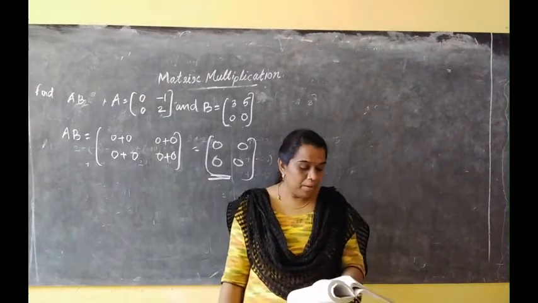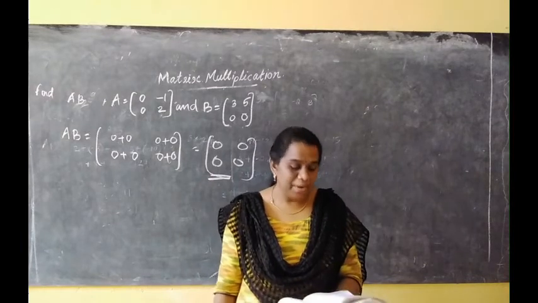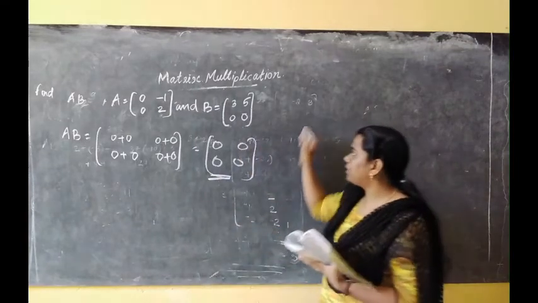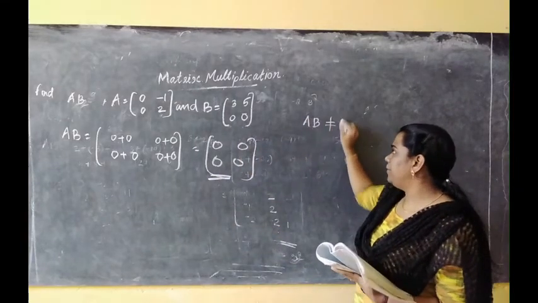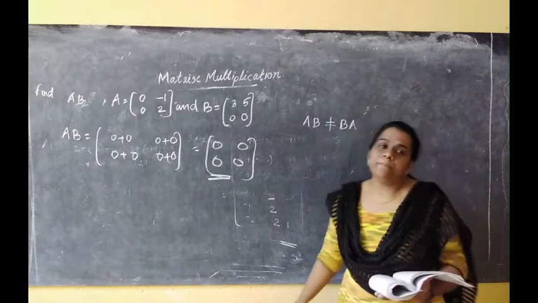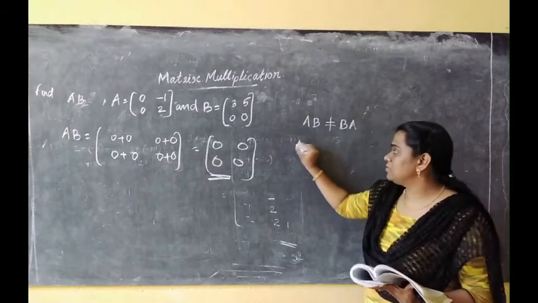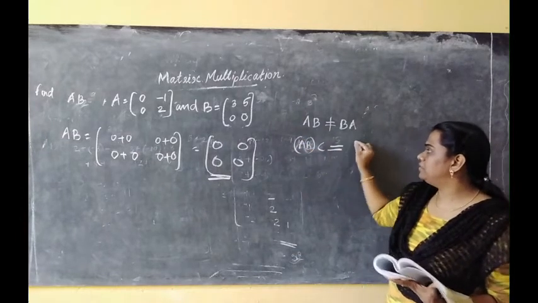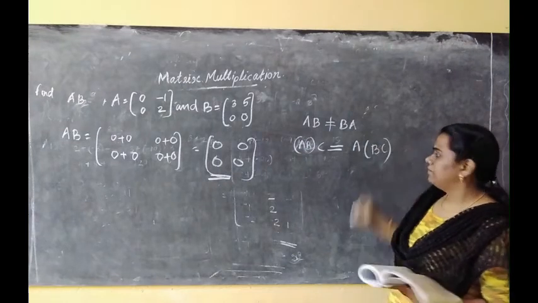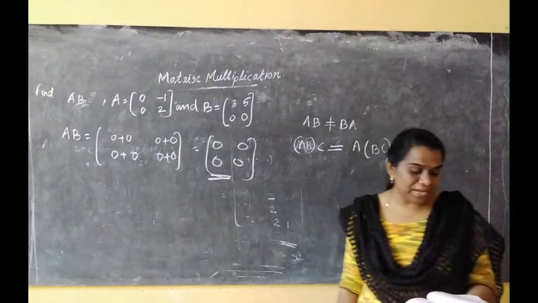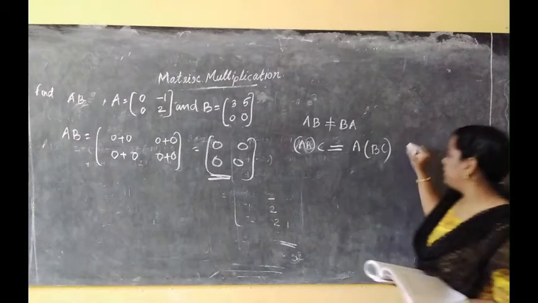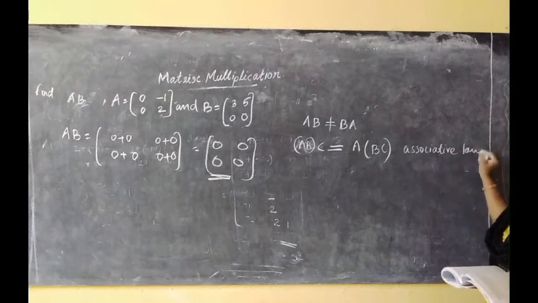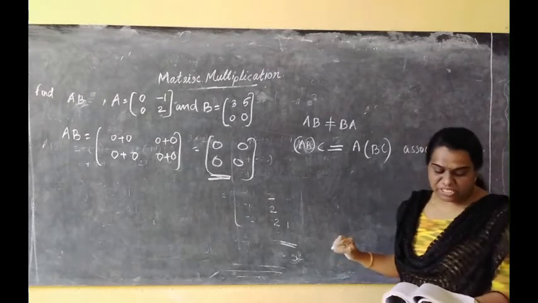Now we can see the properties of matrix multiplication. I have already told you matrix multiplication is not commutative. We have seen that AB is not equal to BA. And matrix multiplication is associative. Associative means (AB) into C is equal to A into (BC). That is known as the associative law.